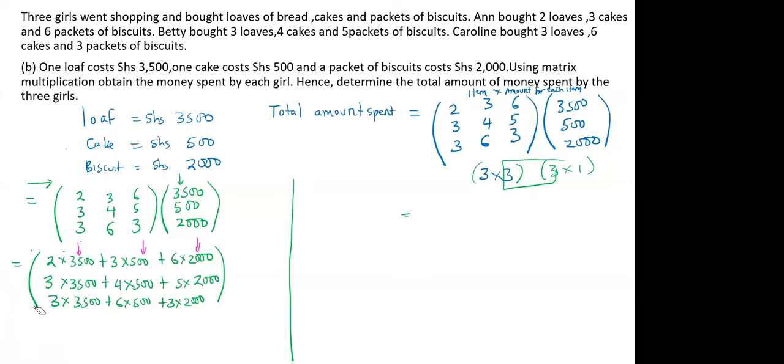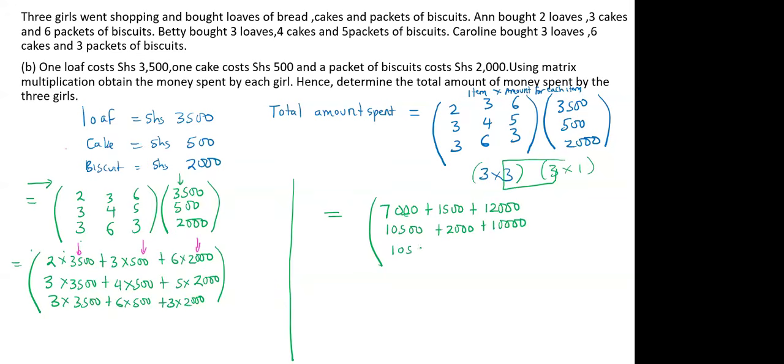Still, I've told you, do not jump the steps. Now go on to the next step of multiplying. Place your calculator. Don't just add things from nowhere, because those steps you are jumping are the most important things. So when I multiply, that is 7,000 plus 3 times 500, that is 1,500, plus 6 times 2,000, that is 12,000. Then 3 times 3,500, that is 10,500, plus 4 times 500, that is 2,000, plus 5 times 2,000, that is 10,000.